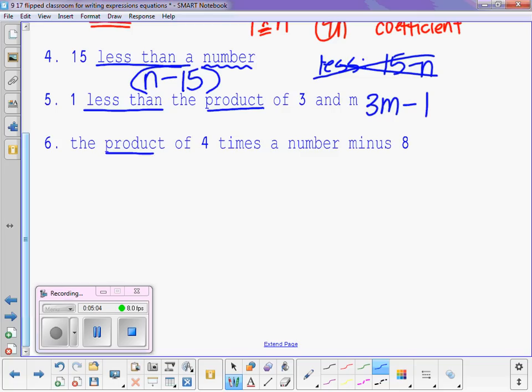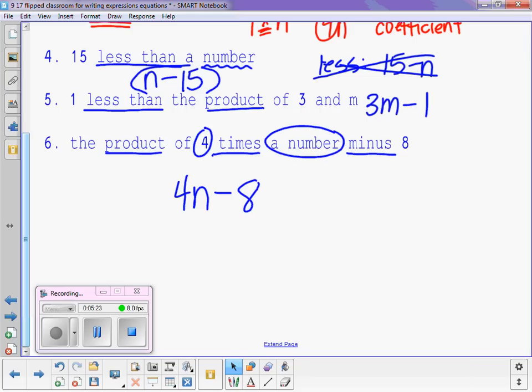So again, product is a keyword and minus is a keyword. Times also indicates multiply. So our product is between 4 and a number, and we don't know what number, so we're going to use a variable, 4n. That's how we write product. And then minus 8. So that one was pretty easy.